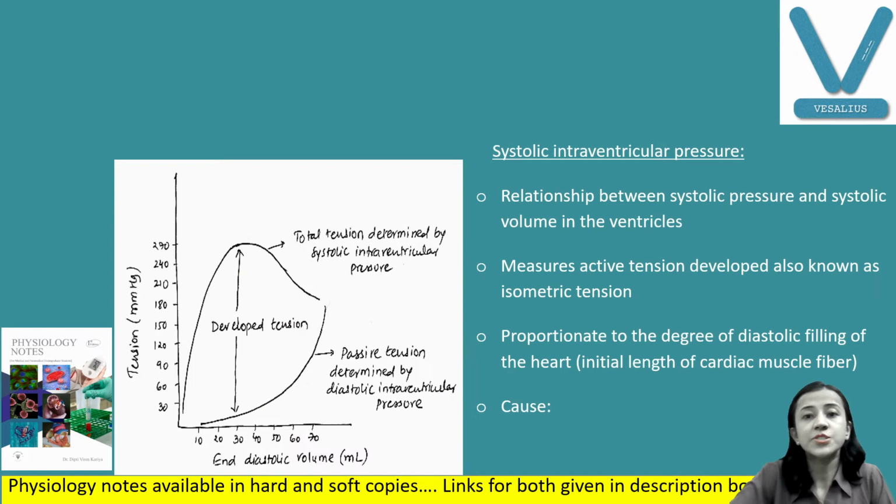Next curve is the systolic intraventricular pressure curve. That is the relationship between systolic pressure and the volume, so it measures active tension, and that is known as isometric contraction. The figure shows that with increase in the end diastolic volume, you can see here tension increases, and that is because of the beginning of disruption of myocardial fibers.